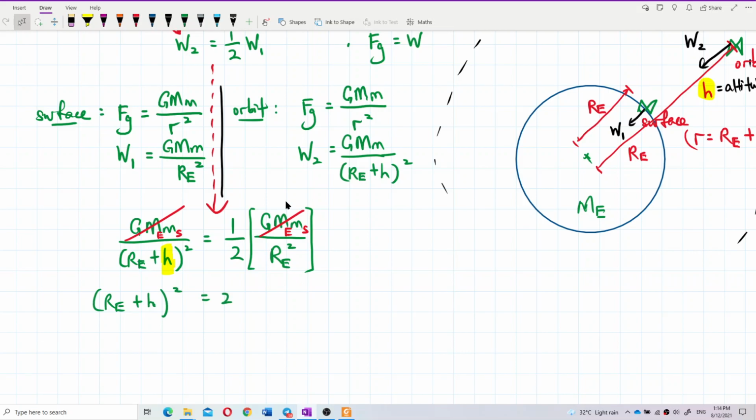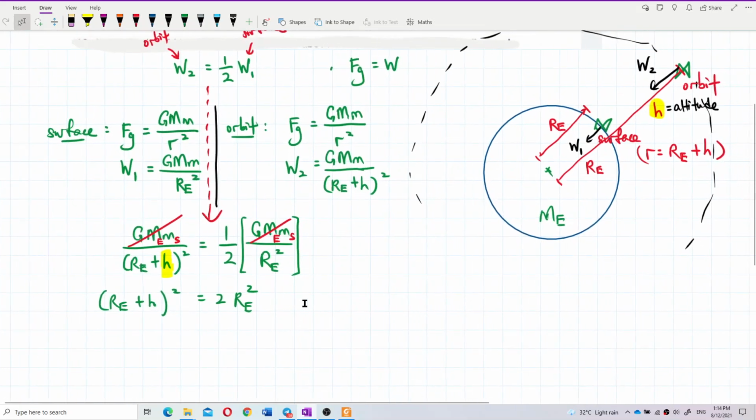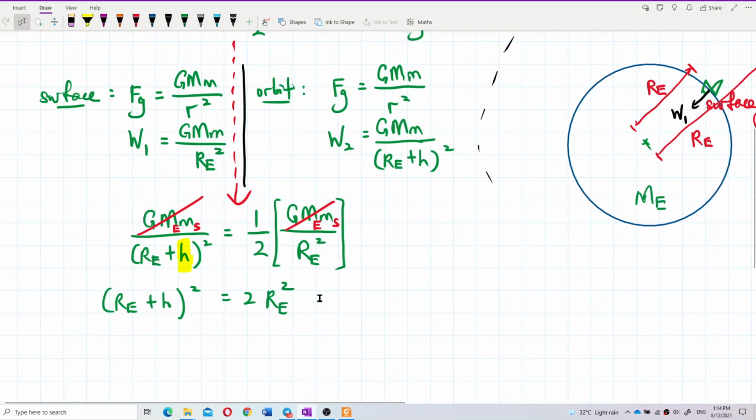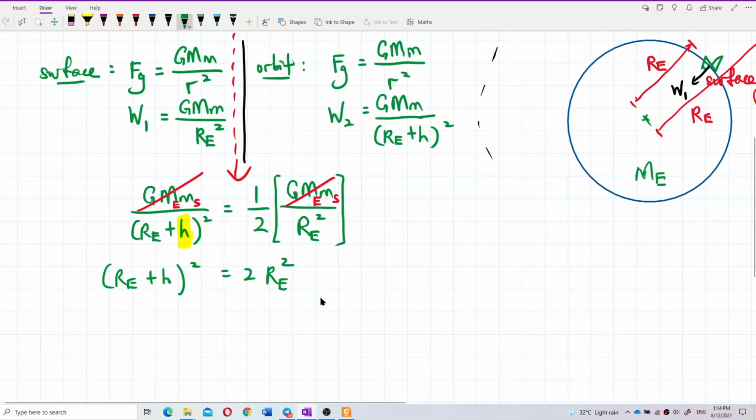It becomes 2 RE square. Go to the top, that means just invert the fraction. We got this. And then we don't want the square, isn't it? What are you going to do with the square? Just take the square root both sides. Never mind, this one we are not going to expand. This one becomes like this. So this one goes below.